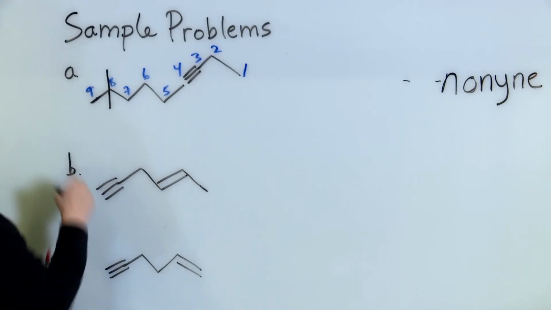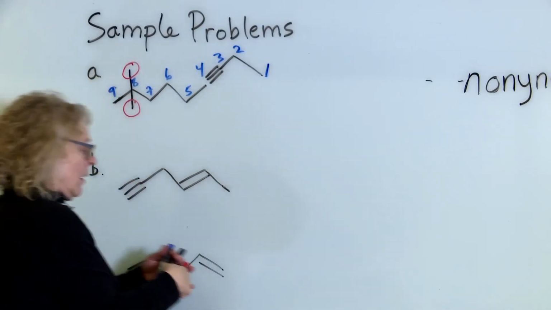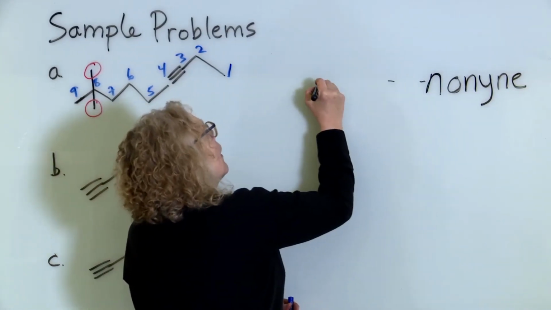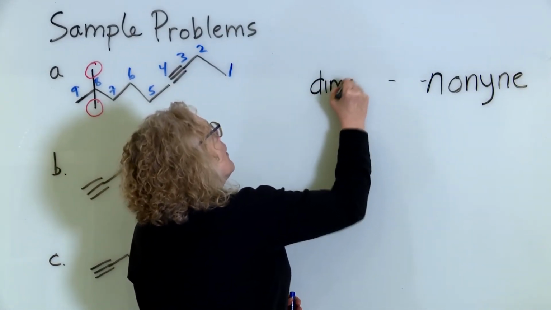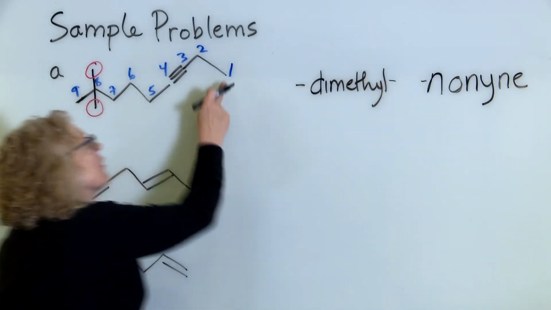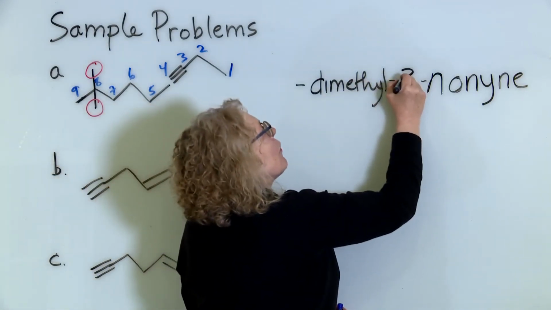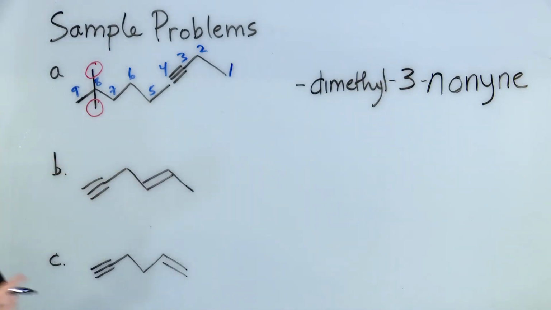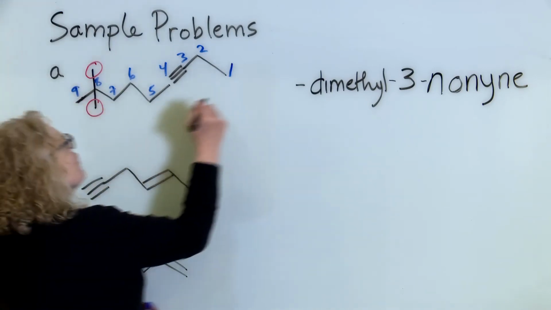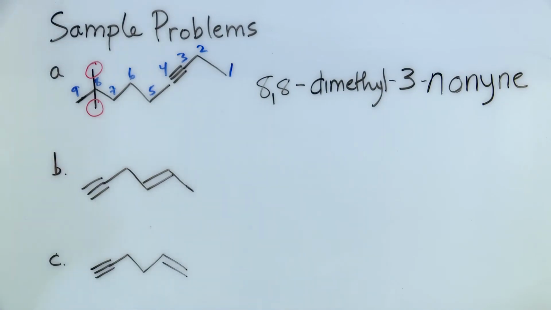This is also a dimethyl, so we have 2 methyls here. Dimethyl nonyne, and the triple bond is at carbon 3. It has priority, so that's really the only thing we have to worry about for direction of numbering. And the 2 methyls are at the 8 position. So that's 8,8-dimethyl-3-nonyne.